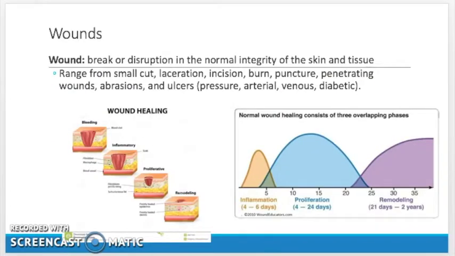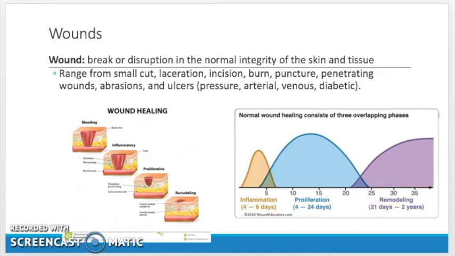So a wound is a break or disruption in the normal integrity of skin and tissue. There's a normal wound healing process that the body goes through when a wound occurs. The first step is called hemostasis. It's what happens immediately following an injury when blood vessels constrict and blood clots through platelet activation and clustering. The vessels then dilate and bring plasma and blood components to the area.